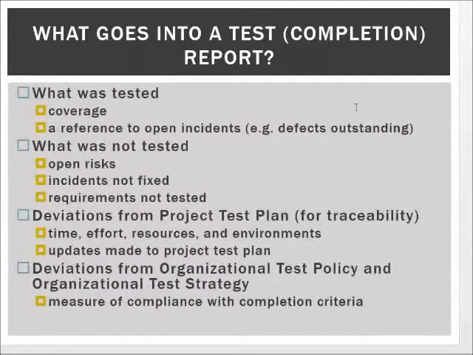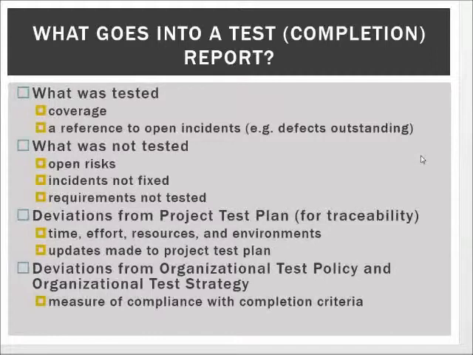Finally, if the normal test report or periodic test report summarizes all the metrics and all the ideas of what works and what doesn't, then what goes into this test completion report? Well, first of all, the coverage: what was tested and what defects we still left to the project or product at this point. What was not tested, what are the open risks, what incidents were not fixed, for example, because we ran out of money or they weren't critical enough, and what requirements for the product could not be tested to a satisfactory degree.